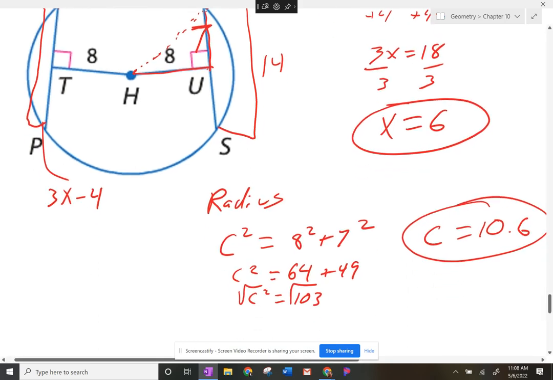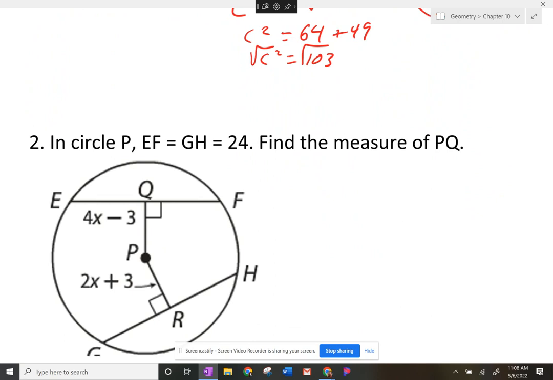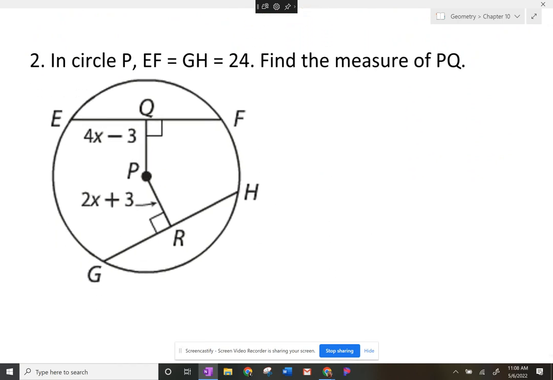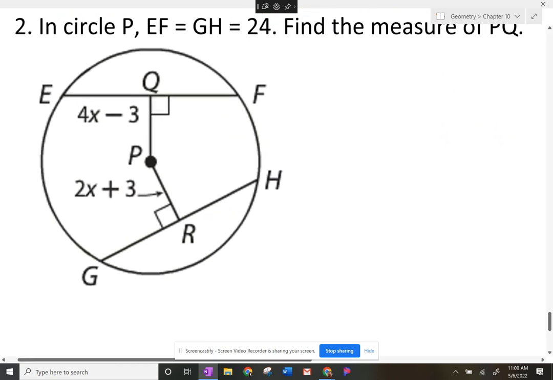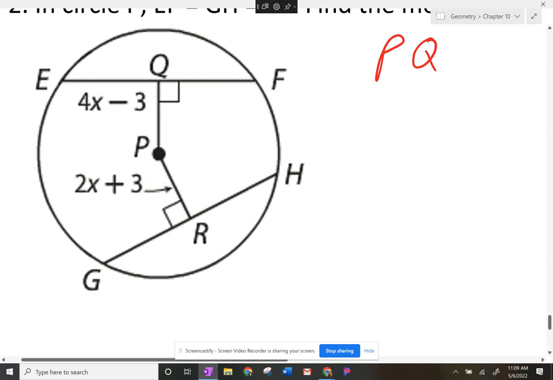This one, your time to do it on your own. Show me you can get this one. I want to find the measure of PQ. So you'll have to solve for x, and then you have to plug it back in. That's it. That's all I want from you today.